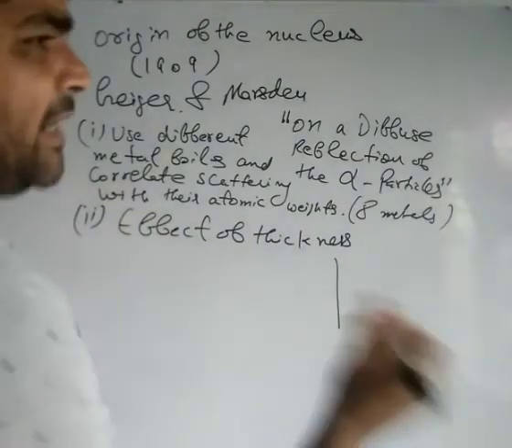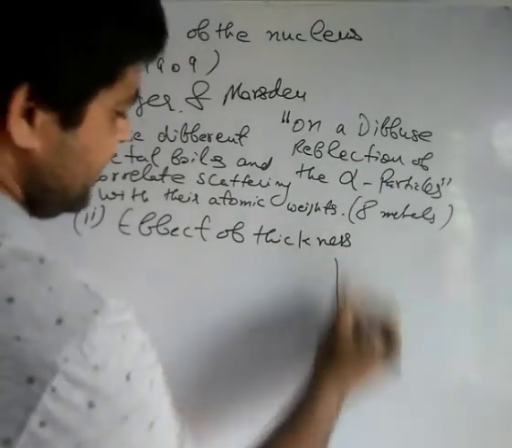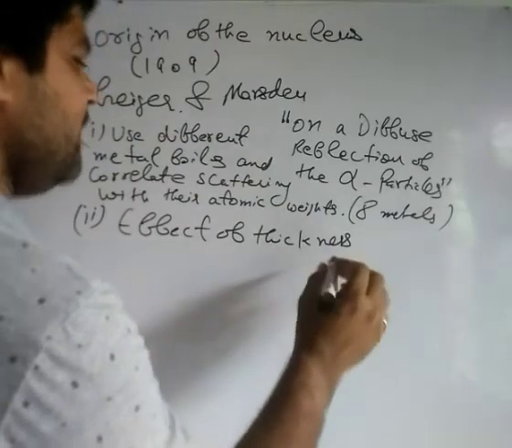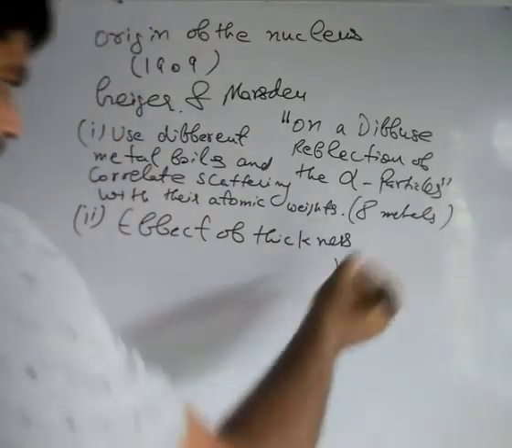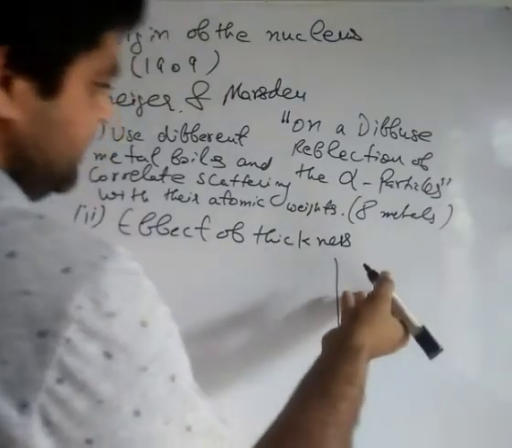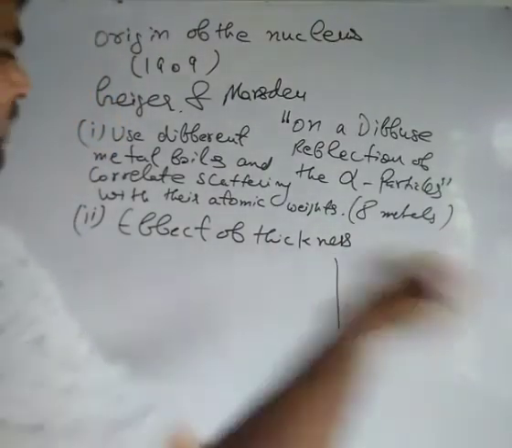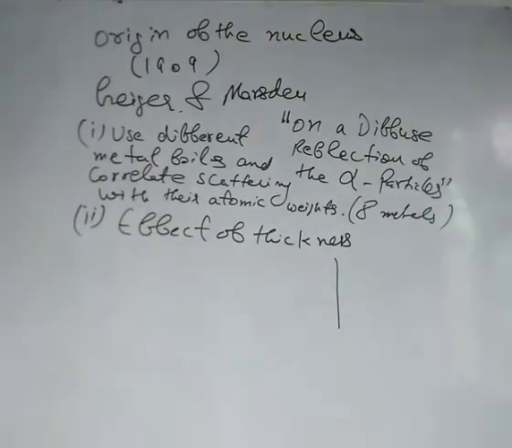So they used metal foils of different thickness. Suppose this is one metal foil, and if they place another identical metal foil with this metal foil, then the thickness will become 2 times. So in this way they studied the effect of thickness.